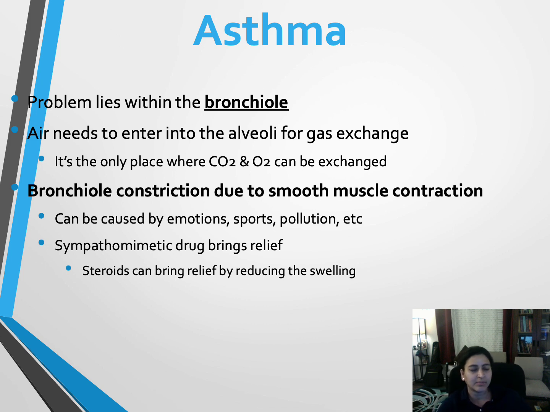Asthma: the problem lies within the bronchiole, and bronchial constriction is due to smooth muscle contraction, and it can be caused by emotions, sports, or pollution. And people who take medicines for hypertension, basically beta blockers, they kind of constrict the smooth muscle, and that causes breathing distress for people.